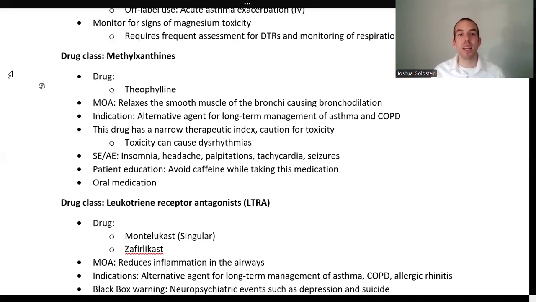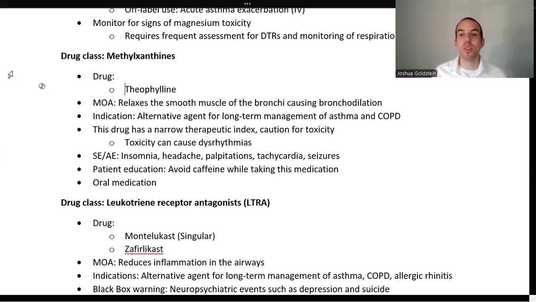Next, we have the LTRA, the leukotriene receptor antagonist. The drug over here is montelukast, which is Singulair. The mechanism of action reduces inflammation. Again, that was one of the three problems with asthma. The indications for this, again, this is another one of the three alternative options for chronic management. This is not a go-to drug.